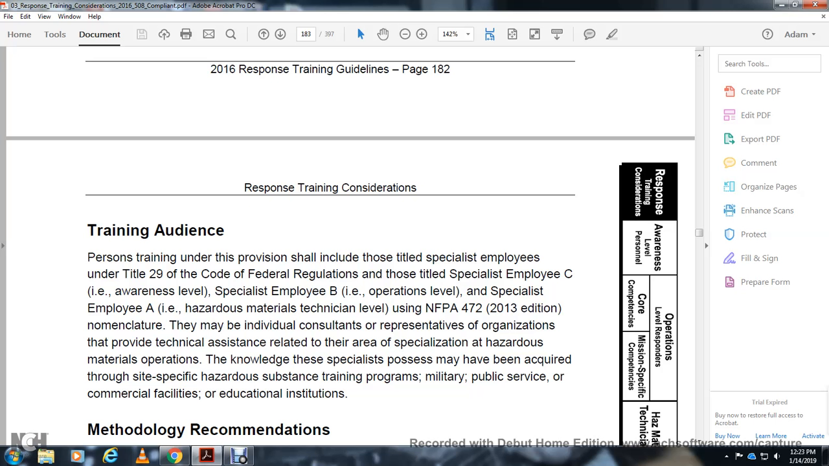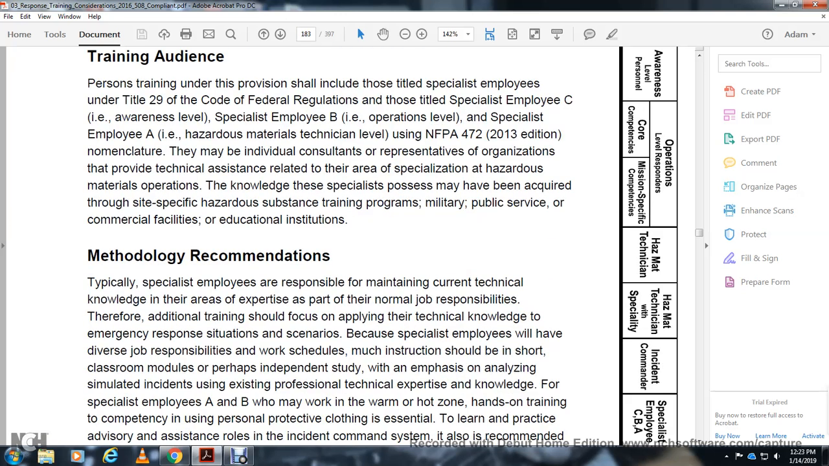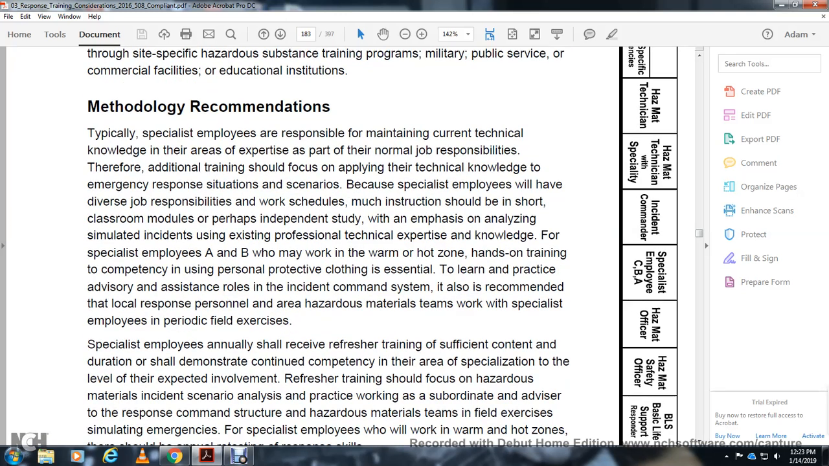However, training on site-specific hazards may have to be acquired through the training program, the military, public service, a commercial facility, or an educational institute. Typically, specialist employees have the responsibility to maintain current technical knowledge and area expertise as part of their normal job responsibility, with additional emphasis on the technical knowledge of emergency response situations. Specialists will have diverse job responsibilities and working schedules.